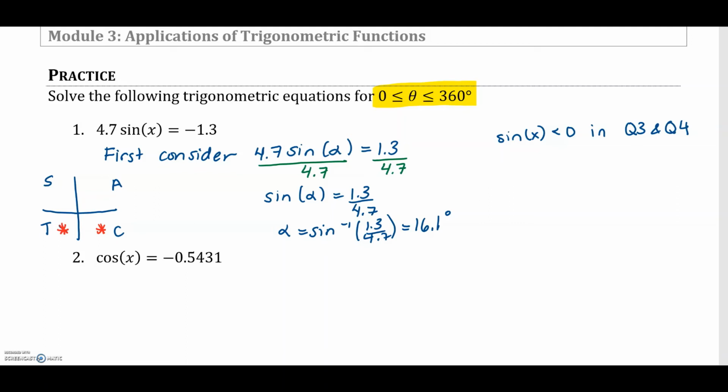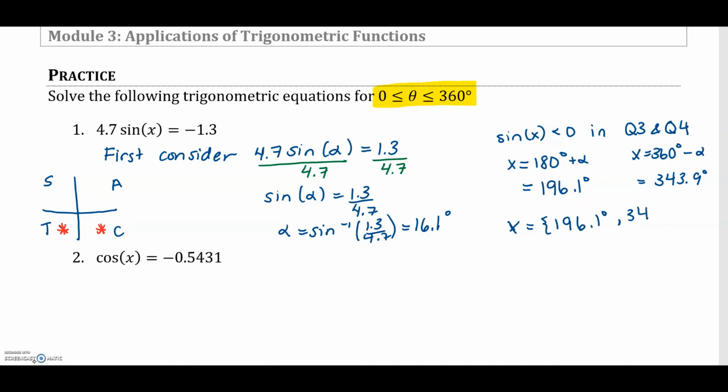Now we need to express our angles in the third and fourth quadrant, given that alpha is equal to 16.1. So in quadrant 3, we know that x is equal to 180 plus alpha, which works out to be 196.1 degrees. And in quadrant 4, we know that x is equal to 360 degrees minus alpha, which is written as 343.9 degrees. Therefore, our solutions for x between the range of 0 and 360 degrees are 196.1 and 343.9 degrees.